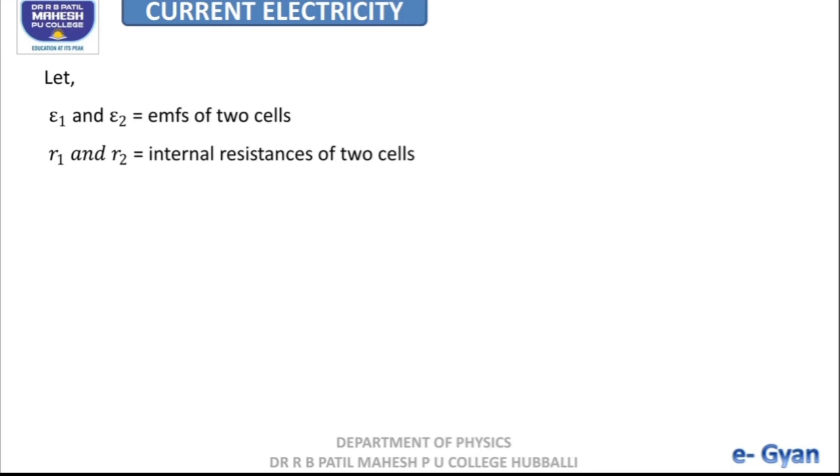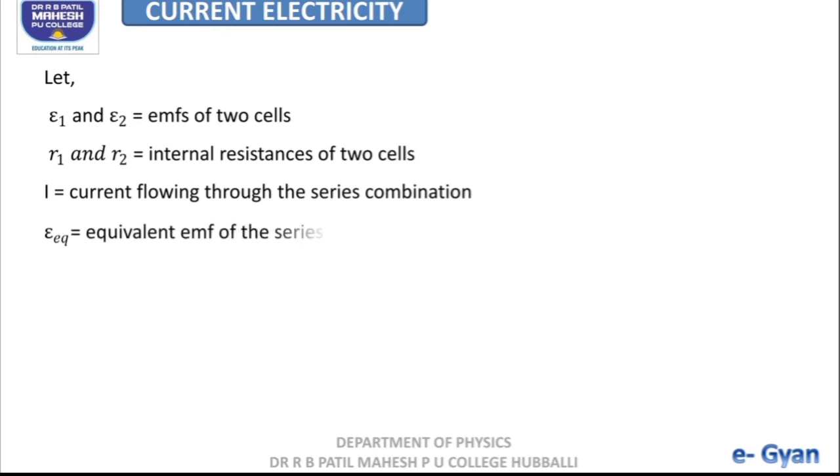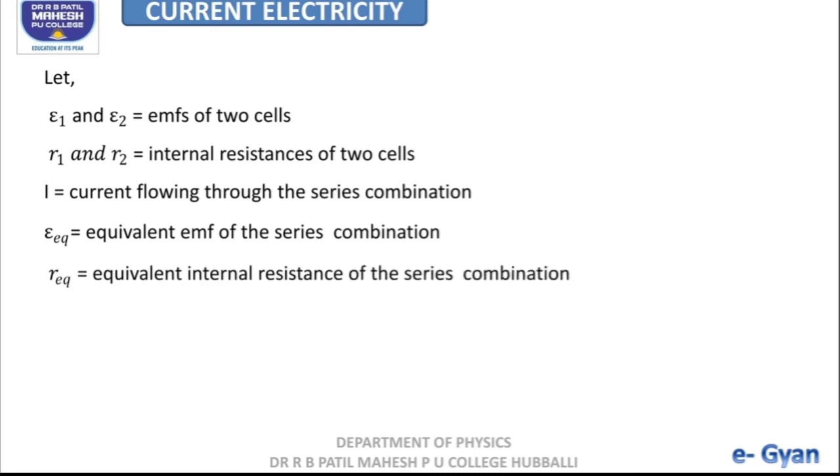Let E1 and E2 be the EMF of the two cells. R1 and R2 are the internal resistances of the two cells. I is the current flowing through the series combination. E equivalent is the equivalent EMF of the series combination. R equivalent is the equivalent internal resistance of the series combination. VA, VB and VC be the potentials at A, B, C respectively.